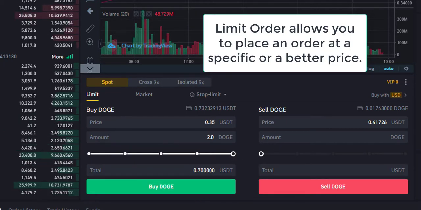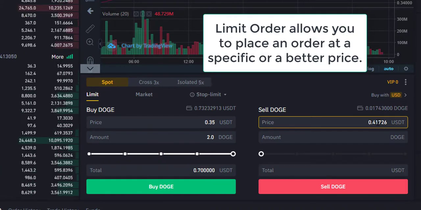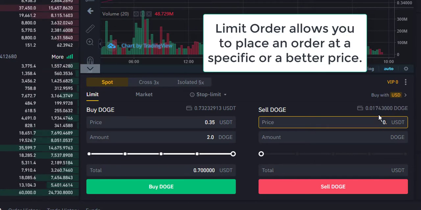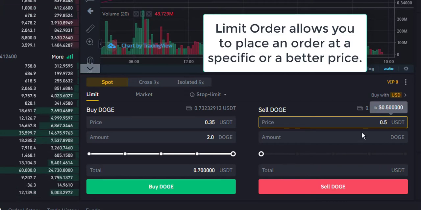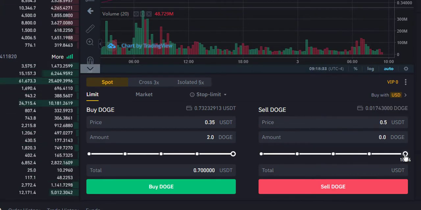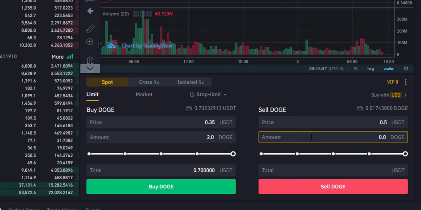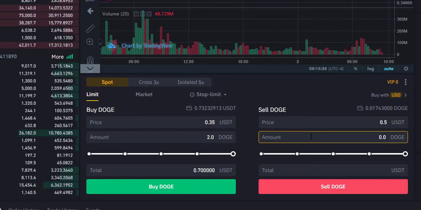Same thing if I want to sell Doge, and I think Doge is going to go up to, let's say, 50 cents. I can go ahead and pick the amount, let's say 100% of Doge. I currently have no Doge, and then I click on sell Doge. When it reaches that price, it will automatically sell it.